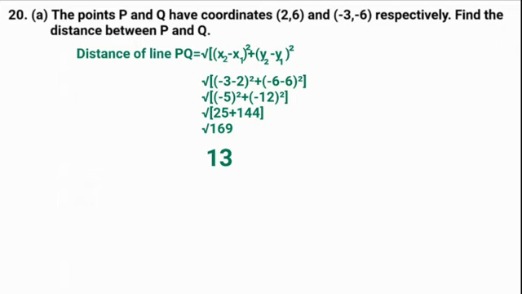Okay, if you have got questions, you can ask in the comment section. Otherwise, you are supposed to write 13 on the answer space on question 20A. Otherwise, let's go to the next question.